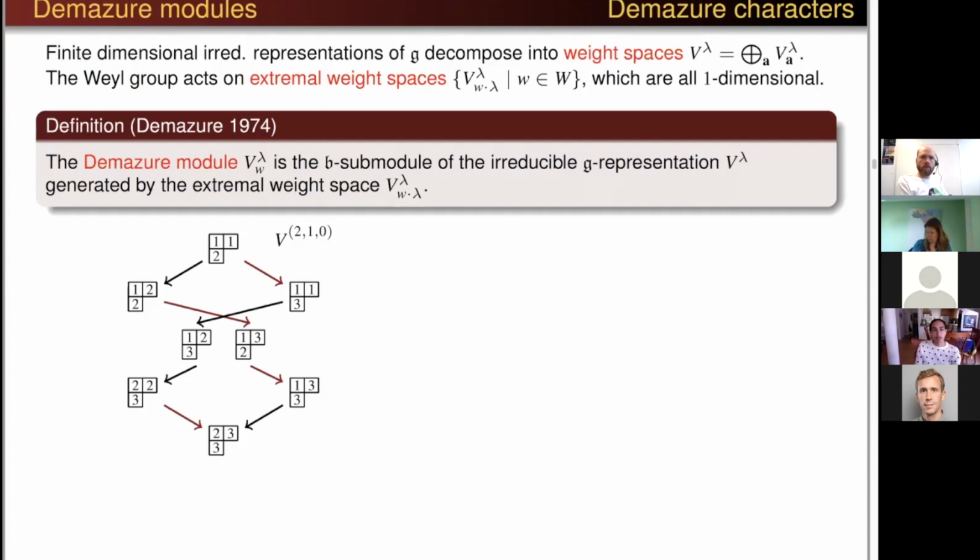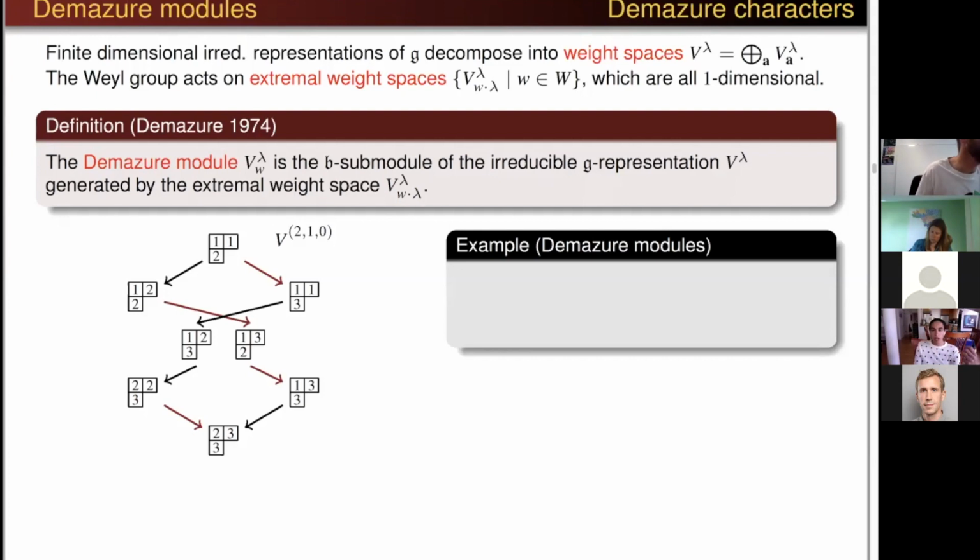So just to make that a little concrete, here I've drawn the combinatorial skeleton of a module. This is the 8-dimensional irreducible representation indexed by 210 for GL_3. Each semi-standard Young tableau indexes a basis element for this module. And they have this basic structure here, which might be familiar. Now when I take a Demazure module, I take this irreducible and I also pick an element of the Weyl group. So I pick a permutation.